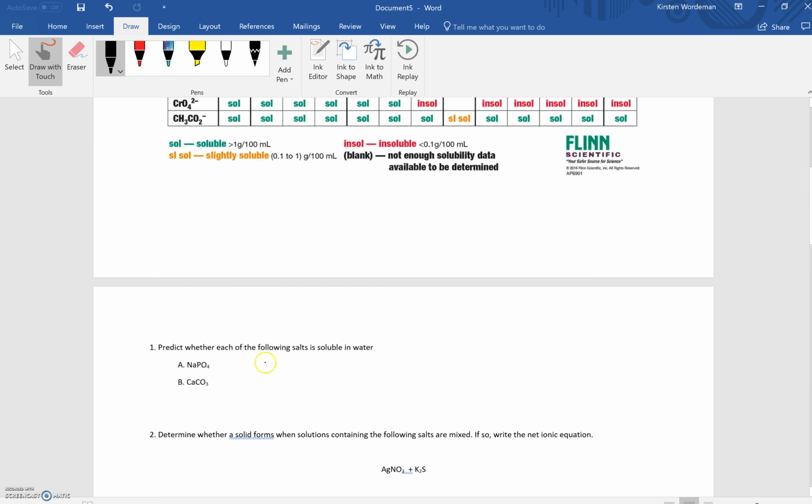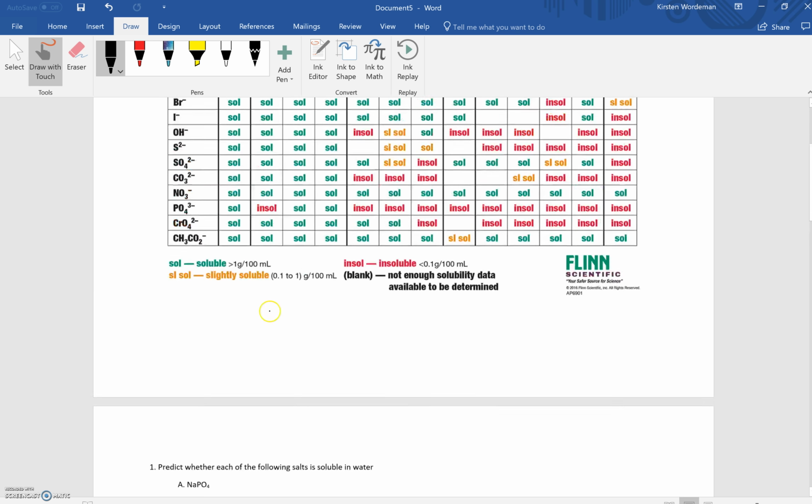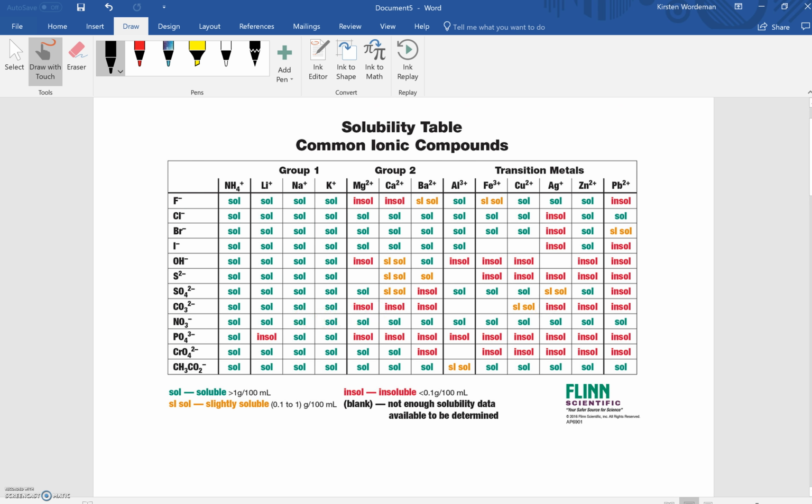For question number 1, it's asking to predict whether something is soluble in water or if it is insoluble. So here's our latest chart, and this is one that you'll always have for yourself on a test, so you don't have to memorize all of this stuff, but you see some interesting information. The first one is if it is soluble. And if something is soluble, it will be denoted in green with the letters SOL. And if something is not soluble, it will be in red and it will be indicated by INSOL.